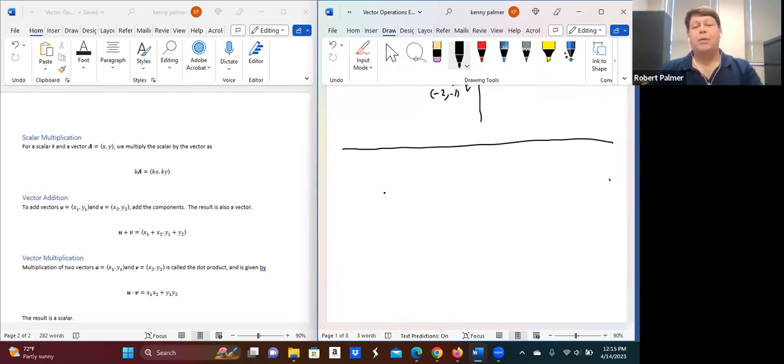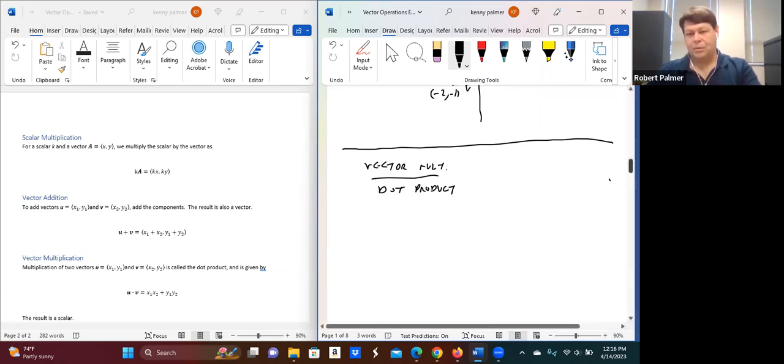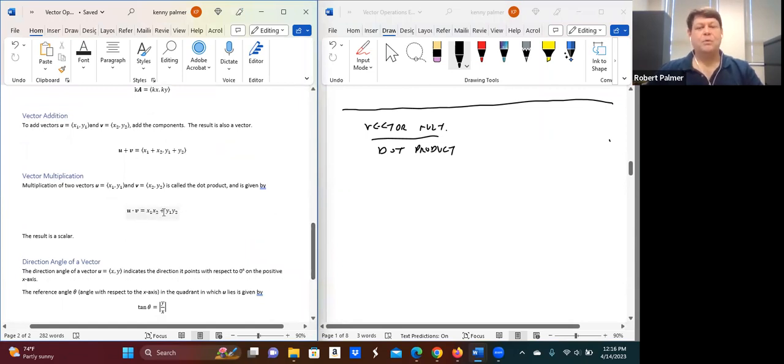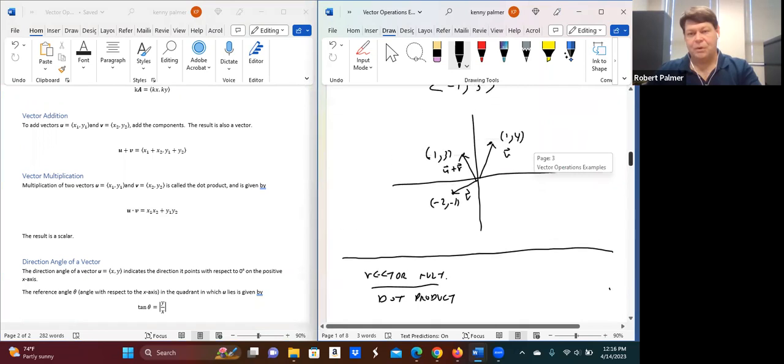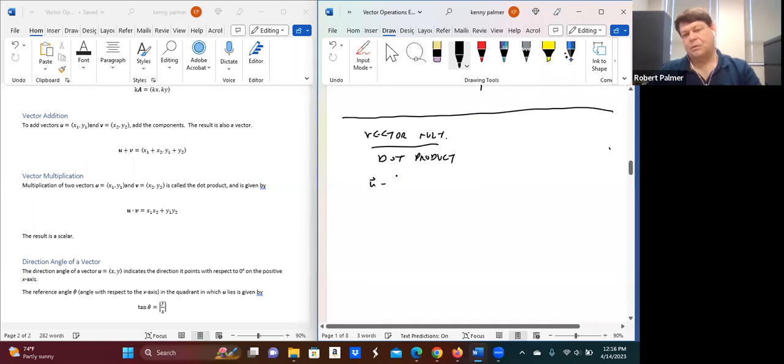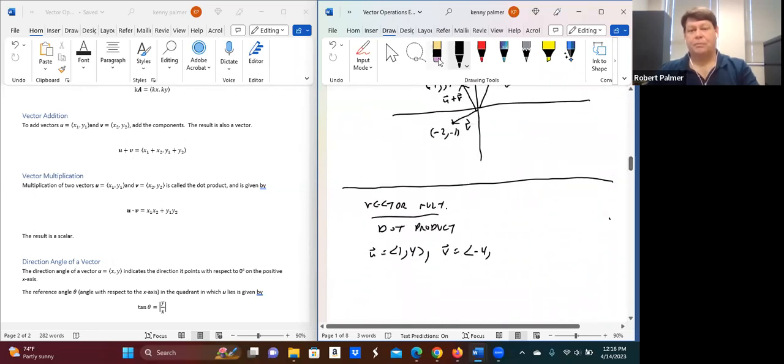All right, so another way to multiply vectors, or vector multiplication, is what's called the dot product. Okay, let's talk about that. So let's take a look over here where it says multiplication. It's called the dot product. And let's take the same vectors we had. So u is equal to the vector 1, 4. And v is equal to the vector -2, -1.